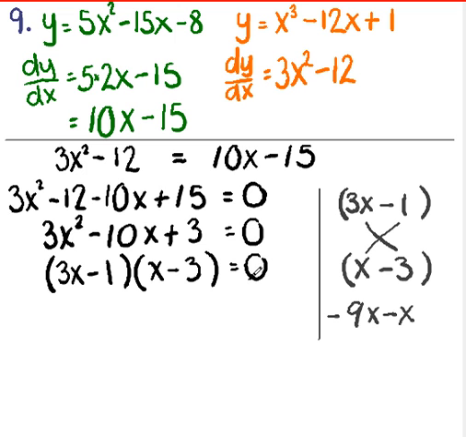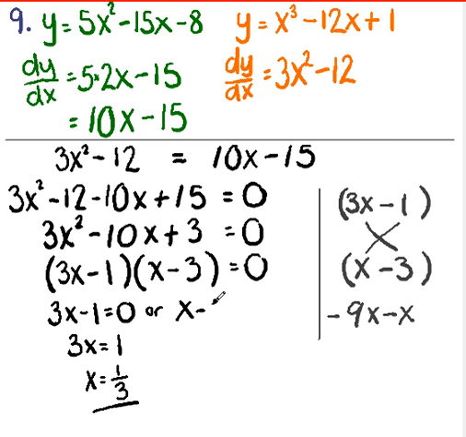So first of all, 3x minus 1 equals 0. That means 3x equals 1, which means that x equals a third. Or we have x minus 3 equals 0, which means that x equals 3.